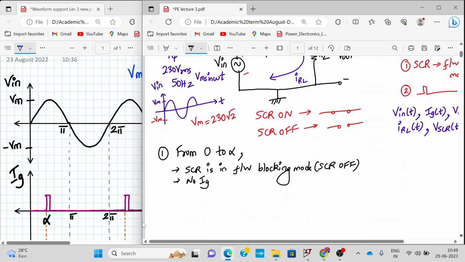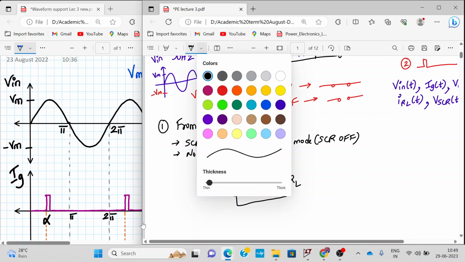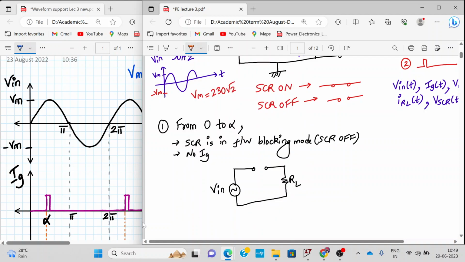Okay, so from 0 to alpha, how does the circuit look like? The circuit will look as follows. So let me redraw it. Here we have input, SCR. When it is off, it is replaced by an open circuit, and here we have the load resistor RL. Alright, and this is my V in. So in this circuit, will the current ever flow? No. The current will be 0. So IRL will be approximately equal to 0. What about the output voltage? Since the current flowing through the SCR is 0, the voltage also will be 0.